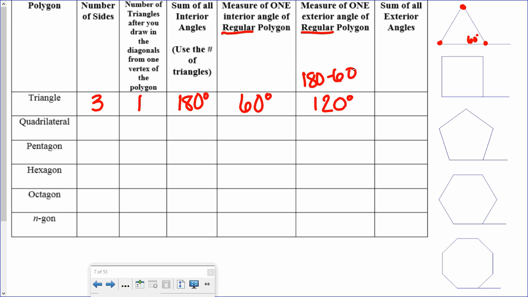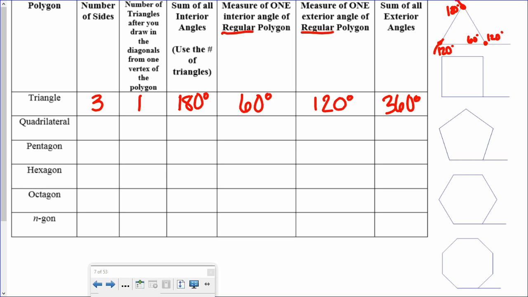Okay, and since it's regular, there's 3 exterior angles. If I extended these sides, there would be 3 exterior angles. So that's 120 degrees in a regular polygon, that's 120 degrees in a regular polygon, and so is that. Now I want the sum of all the exterior angles. So 120 plus 120 plus 120 is 360 degrees.